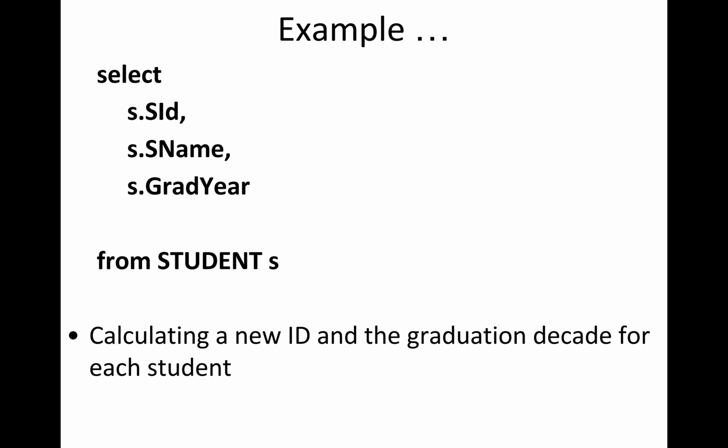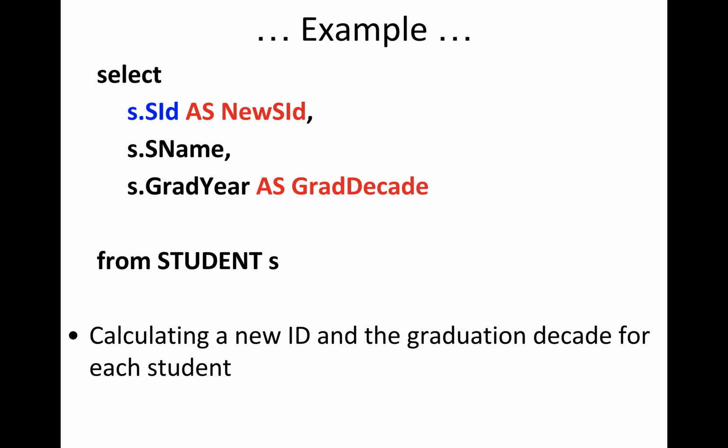Generates this table over here. Here's an example calculating a new ID from a graduation decade for each student. So we start off with retrieving some of the basic fields from the student table, and then we can add some renaming of those fields. SID was renamed to new SID, and grad year was renamed as graduation decade.